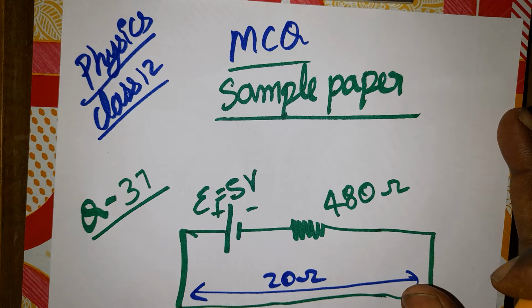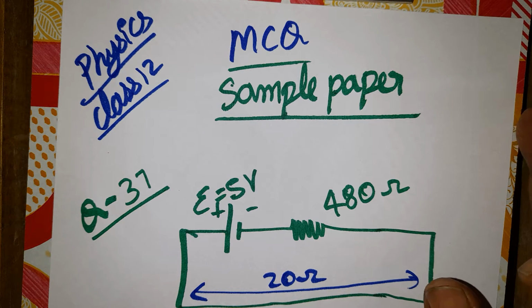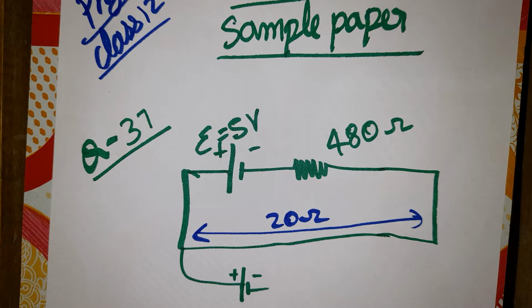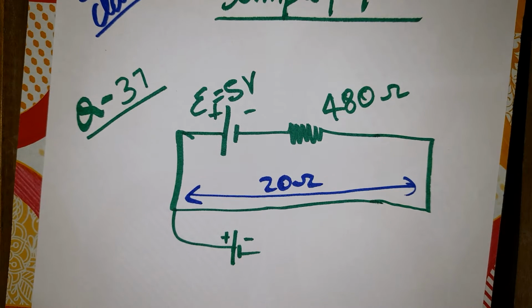The question is from potentiometer. Question number 37 we are going to discuss. First we'll see what is asked. Actually the question is asked about the potential for 6 meter. So they have given the balancing length.